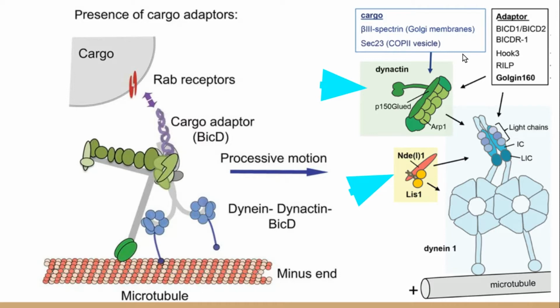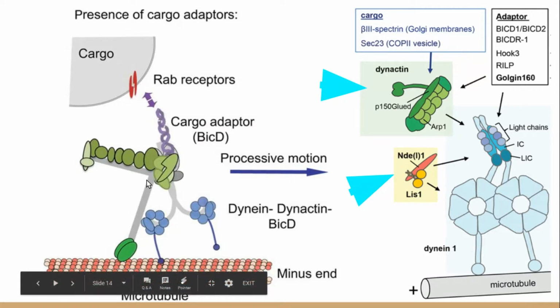Even though dynactin is a subunit of dynein, the P150 glued subunit can actually bind to microtubules itself. And through this mechanism, dynein actually has two different connections to the microtubule. Dynactin, or the P150 glued, kind of tethers it to the microtubule so it doesn't diffuse away, and the dynein itself is what's providing the motor force to move it down the length of the axon.